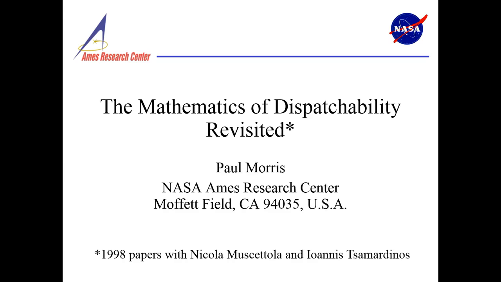All right, so the second talk is going to be given by Paul Morris, and it's on the mathematics of dispatchability revisited asterisk. Well, the asterisk is not actually in the title.